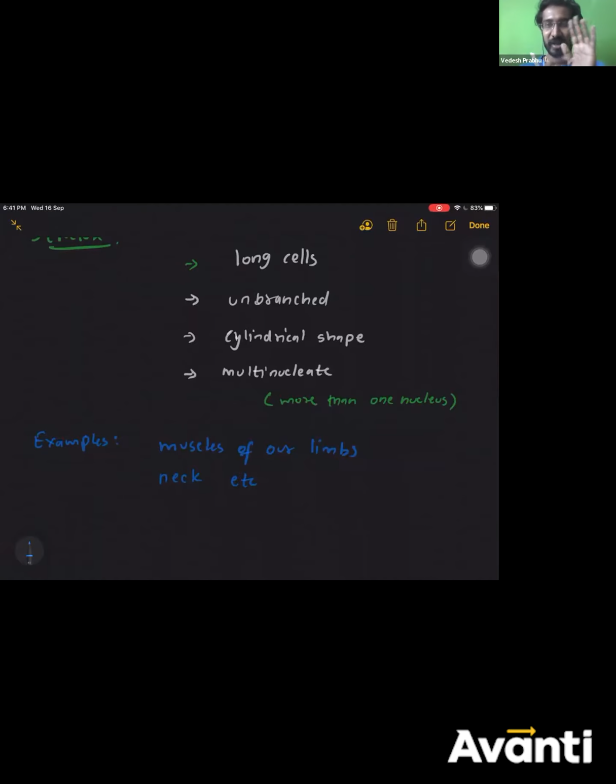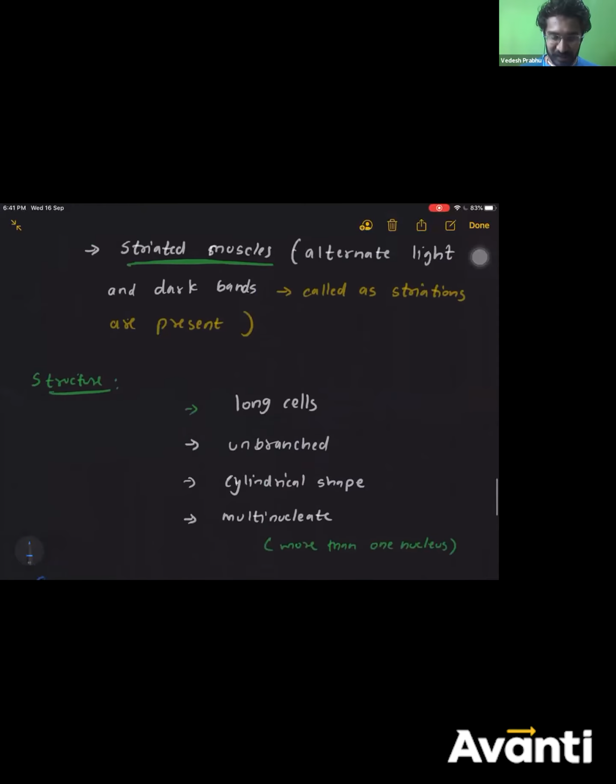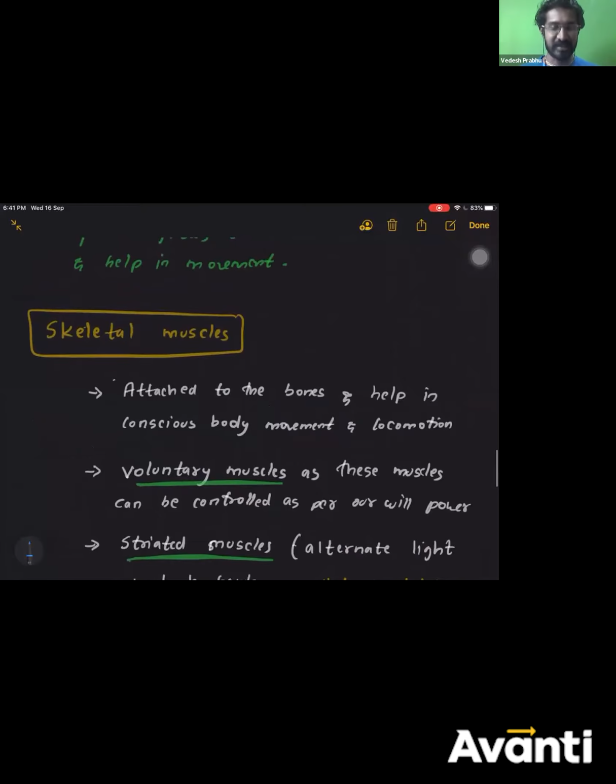If you are controlling my hand, then that means my hand is not accepting my orders. Okay, so my hand I should only control. Okay, so all these are your points regarding the skeletal muscles.